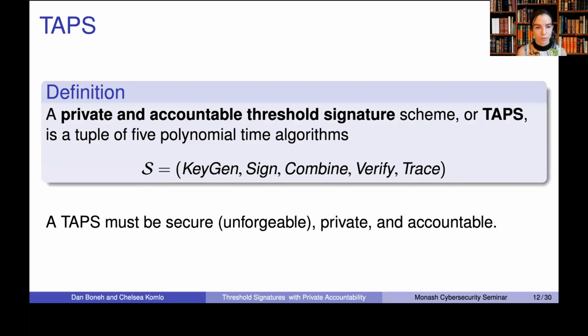Thinking a little more formally about what a TAPS is, it's a tuple of five algorithms: a keygen, sign, combine, verify, and trace algorithm. In threshold signatures, normally we have keygen, sign, combine, and verify. So the tracing algorithm is what we add in addition, along with the ability for all these other algorithms to generate something that can be traced. A TAPS must be secure: with respect to unforgeability, it must fulfill the notions of privacy that we talked about, and it must fulfill accountability.